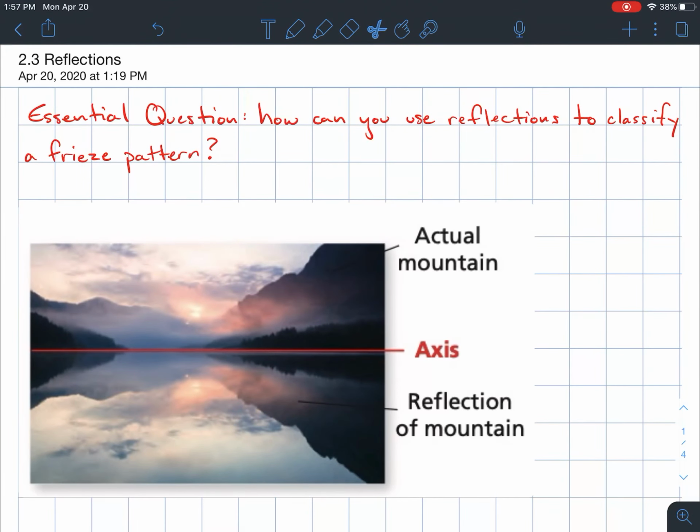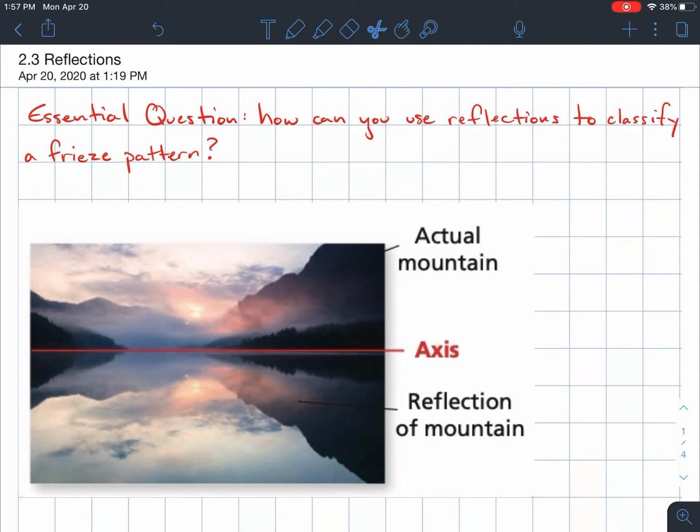Okay, welcome back, Matadors. We're getting into Chapter 2, Lesson 3 on reflections. I want you to think of what you see when you look into the mirror. That's a reflection, and that's the same thing you're going to do in this lesson, but from a mathematical standpoint. So here's our essential question. How can you use reflections to classify a freeze pattern?